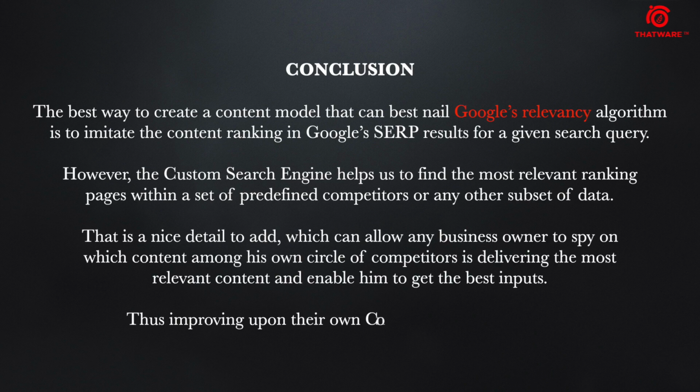Now our main conclusion is that this is one of the best ways which can help us to create a content model that can nail Google's relevancy algorithm and also can imitate the content ranking in Google search results for a given search query. However, this is another essential technique by which you can also make additional landing pages or click funnels, and you can try and understand which pages perform better.